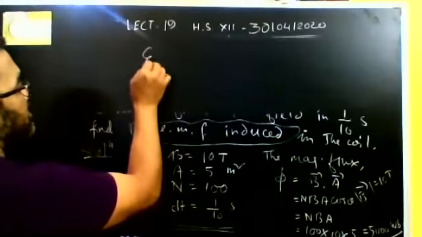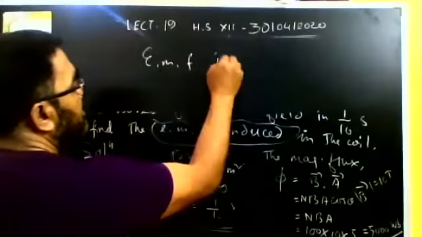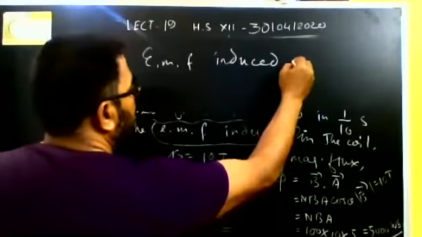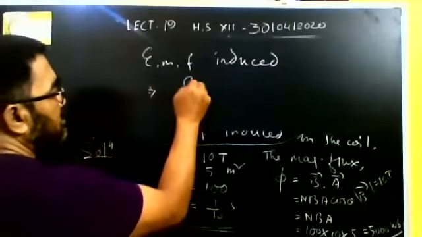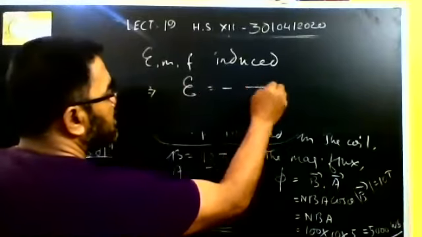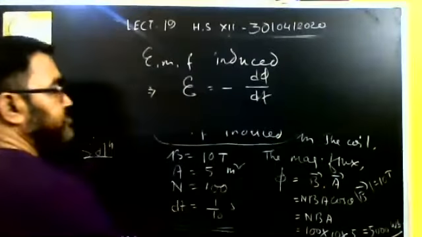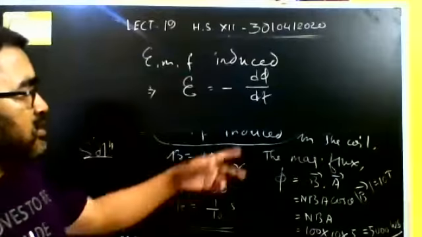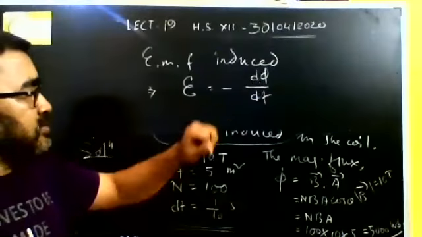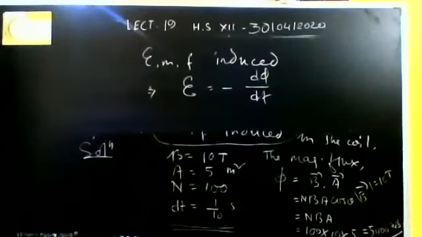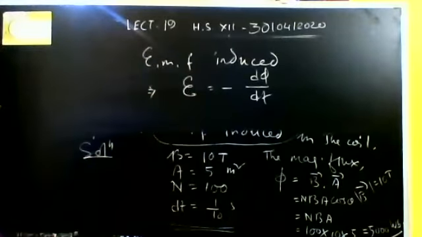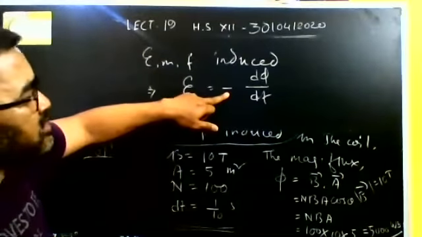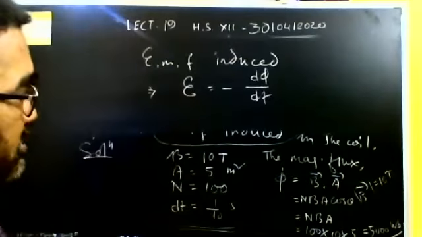According to Lenz's law, the induced EMF is given, according to Faraday's law, by epsilon is equal to minus d phi by dt. Sometimes it is written as del phi by del t. So the negative sign comes from Lenz's law. According to conservation of energy, Lenz told that there should be a negative sign in Faraday's second law, right?